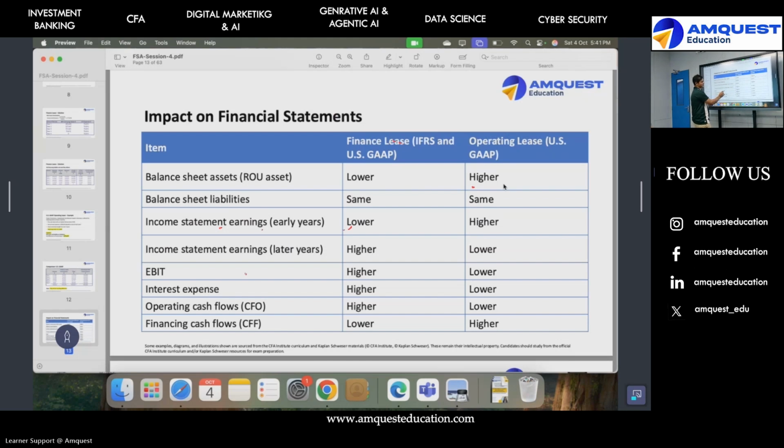EBIT will be higher because more amount is showing as expense and here some amount is showing towards interest also, right? Interest expense obviously is higher because here you're showing finance lease, so you're showing more interest. But here the interest expense is lower because the amount is not going to interest, it's going to expenses. Here, CFO will potentially be higher because of the interest adjustment and depreciation impact. And financing cash flows will effectively be lower and higher under the two.